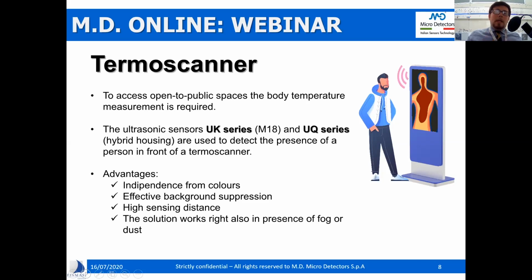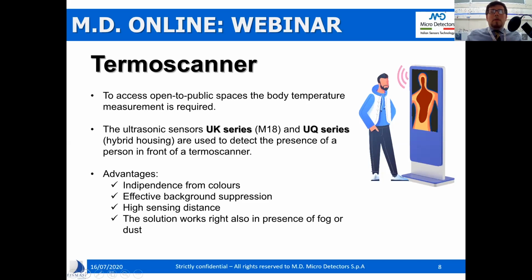For this application, we suggested and provided an ultrasonic solution. We can suggest both UK series and UQ1. But why ultrasonic solution? Why ultrasonic technology? Because this technology is independent from the color of the target surface. It means that the user can wear clothes of any color, and the sensor is able in the same way to detect the presence of the person.